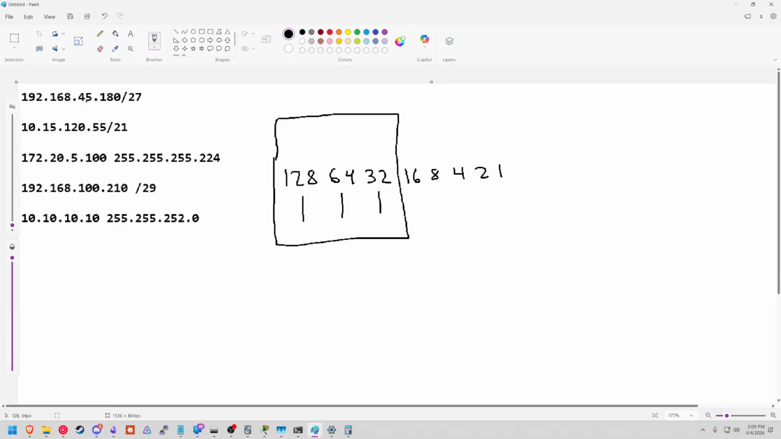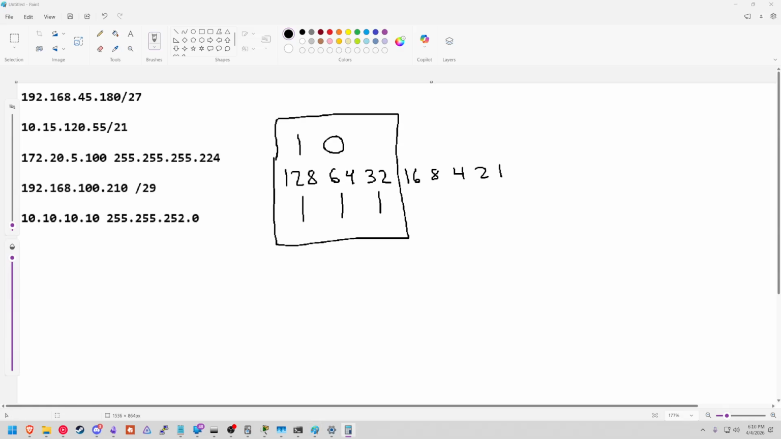So let's go ahead and recreate that 180 on this last octet. That's going to be 128 for sure, right? And then let's see, 128 plus 64. I have a calculator over here. So 128 plus 64 equals 192. That's not going to work. So that's going to be 0.